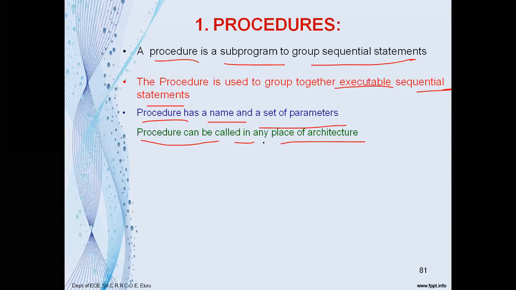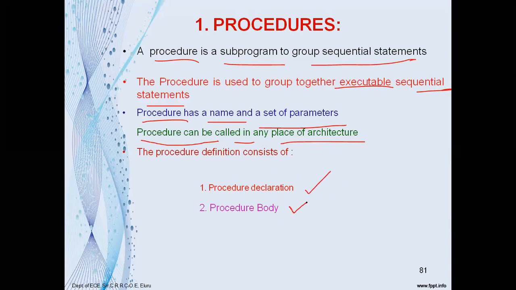At any place you can use the procedures in the architecture body of the VHDL. And here the procedure definition consists of two parts here. One is the procedure declaration and the procedure body. So easily to understand this, simply the procedure consists of two parts: procedure declaration, procedure body.